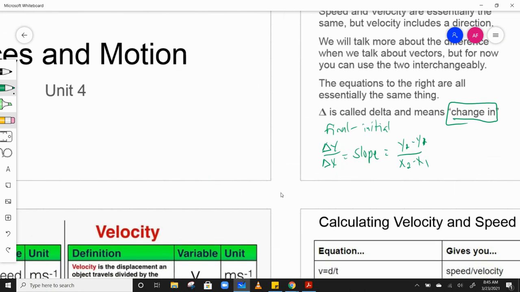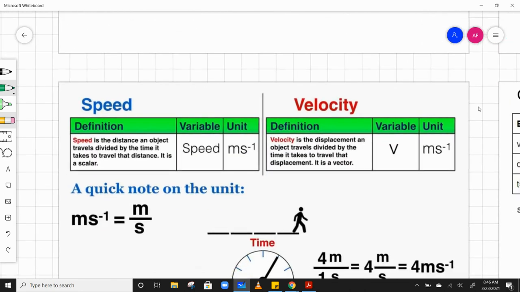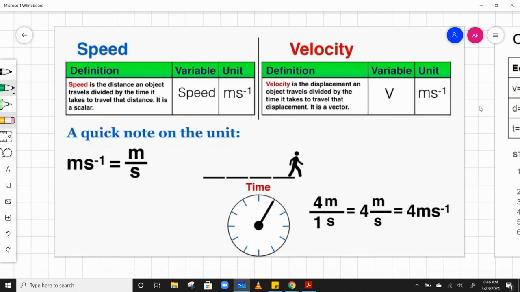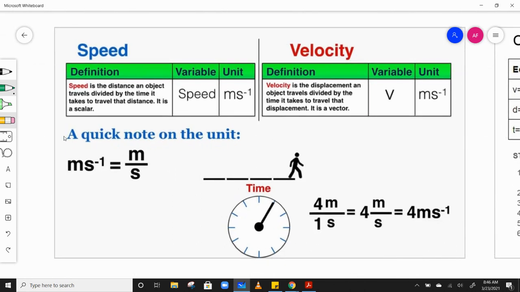Let's talk a little bit more about speed and velocity. What's the difference? Again, we're really going to get further into that on Friday. But speed is the distance an object travels divided by the time. It's scalar, meaning it does not have a direction. Scalar means no direction.